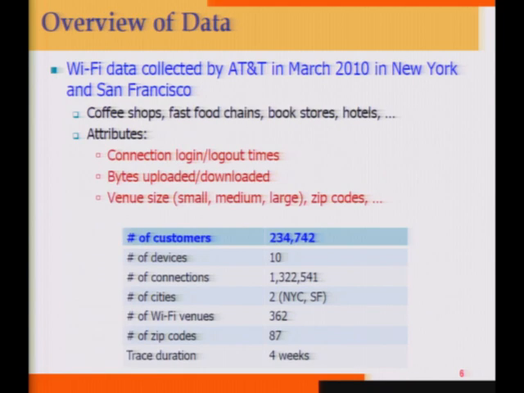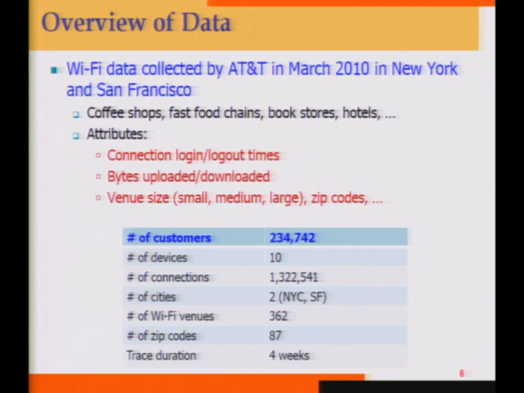Let me give you a brief overview of the data that we had. This was collected in March last year from New York and San Francisco. The venues were different coffee shops, fast food chains, bookstores, such as Barnes & Noble, hotels, and so on. The different attributes of the data were the connection login and logout times, how many bytes were uploaded by each of these customers, and we also had a characterization of the venue, such as whether it is small, medium or large, the zip codes, and so on.